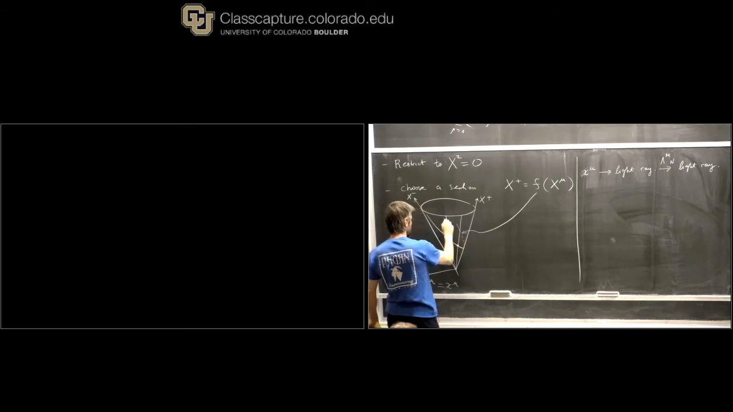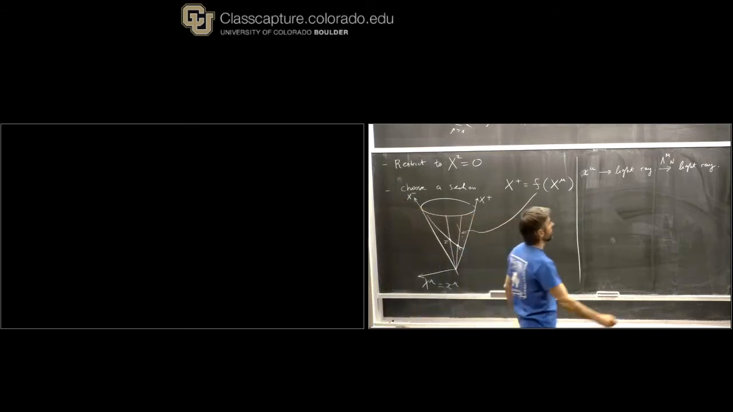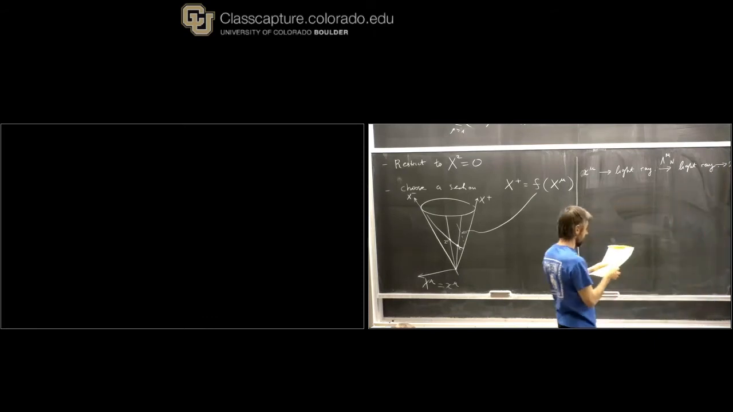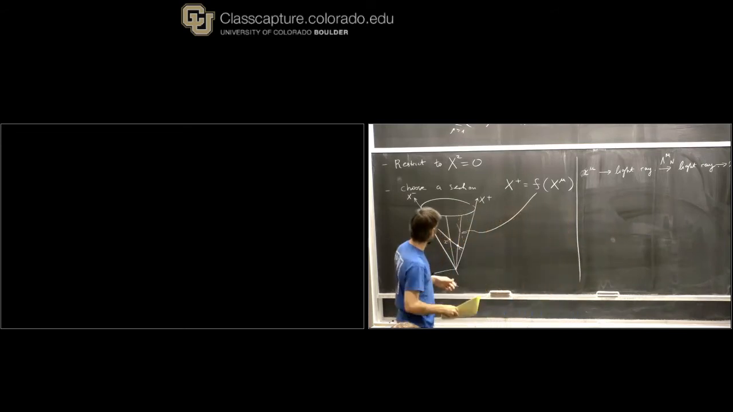And so I look at this other light ray, I look where it intersects with my section, and that's the final point of my action, x prime. So this is the prescription that I'm going to take for my action. Any questions about that?